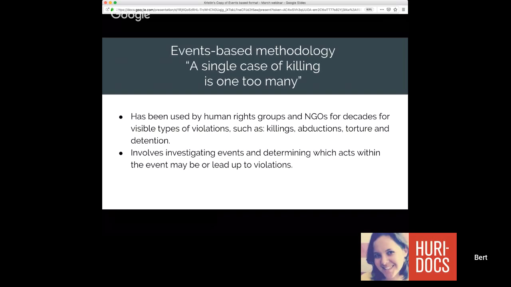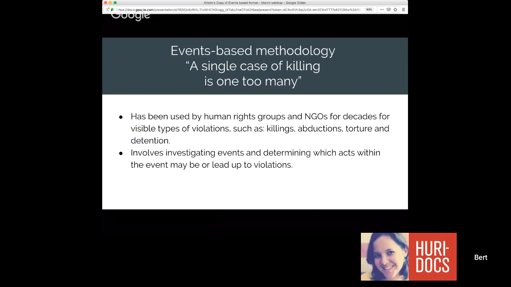This presentation is about the events method for documentation of human rights violations. Human rights monitoring work is about information. Getting the facts straight is the basic requirement for many organizations' work. Thus, information management is at the very heart of what we do. And the event-based method is one, a single case of a killing or any other type of violation is one too many. Because as human rights defenders, we would love to live in a world where there's no violations at all.